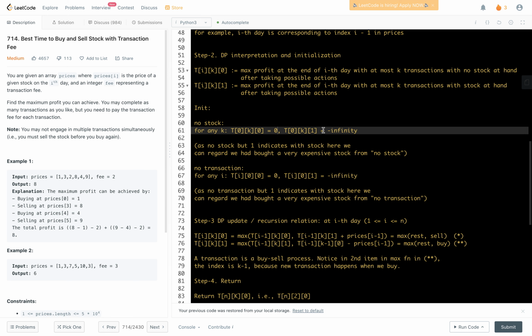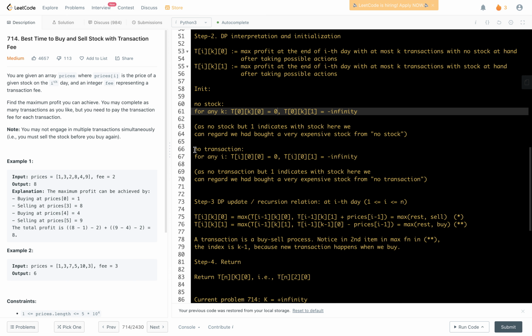So this is the normal state. Because we have no stock and we end with no stock, we set it to be 0. Otherwise, T0K1, we set it to be negative infinity. The reason is that we have no stock, but we end with stock. So we can understand it like this: 0 indicates no stock, but 1 indicates with stock at hand. So here we could regard that we had bought a very expensive stock from nothing. And here nothing is no stock. So this is the one set of updates for I equals 0.